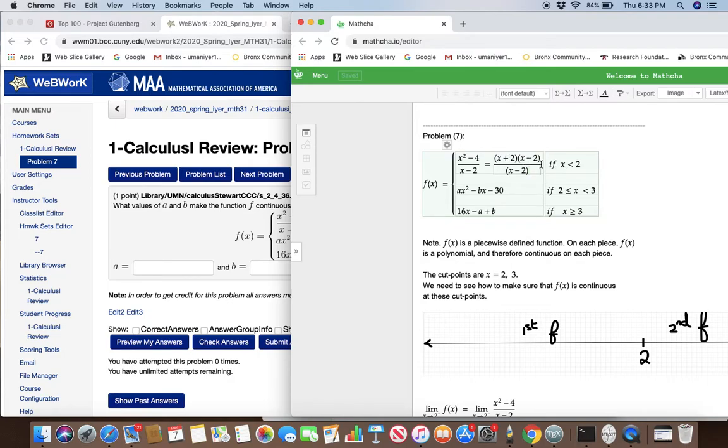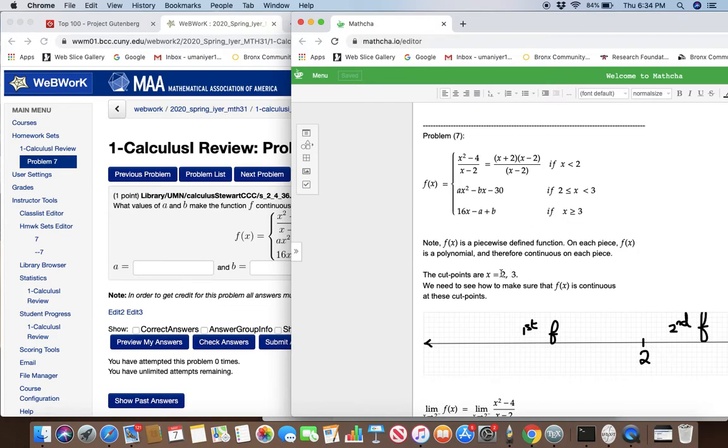So, to the left of 2, I am continuous. Between 2 and 3, this is a polynomial. It is continuous no matter what a and b are. Beyond 3, this is also a polynomial, no matter a and b, so it's continuous. That is, f(x) is piecewise defined. On each piece, f is a polynomial, therefore continuous. Even in the first piece, this is actually a rational function, but when I cancel, I get a polynomial. So it's continuous on each piece.